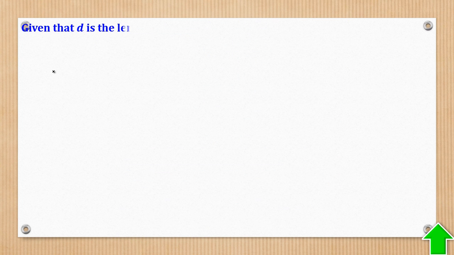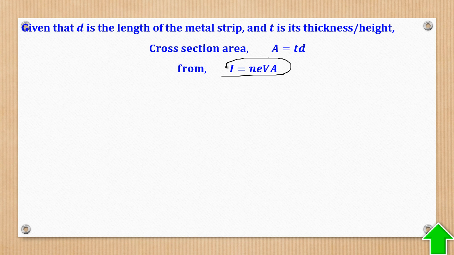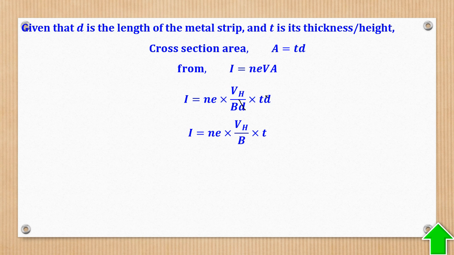Given that D is the length of the strip and T is the thickness, cross-section area will be equal to T times D. And you remember this under current electricity: current is equal to nevA, which is number of electrons, electronic charge, drift velocity, and cross-section area of the conductor. So I'm going to substitute for drift velocity and for area. When I do that, I realize that D will cancel.